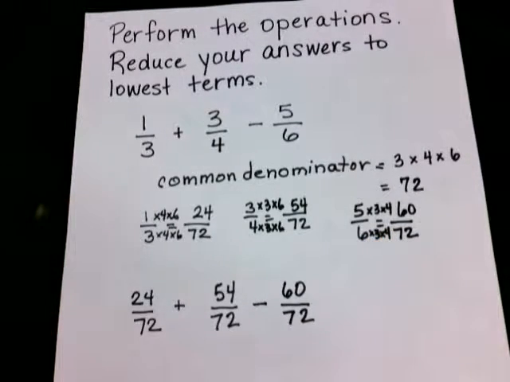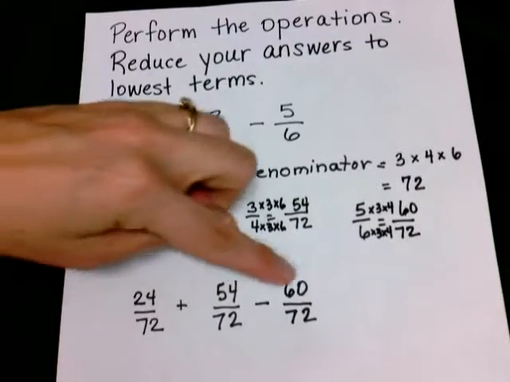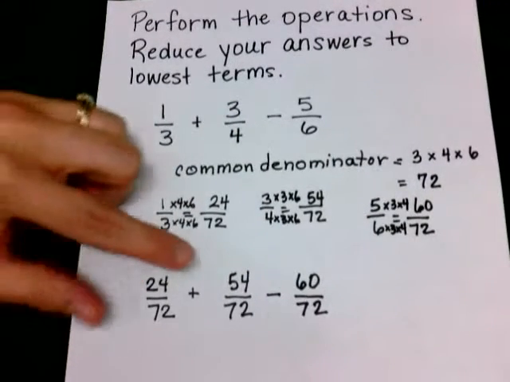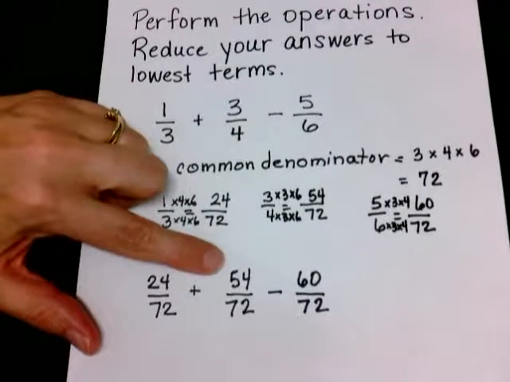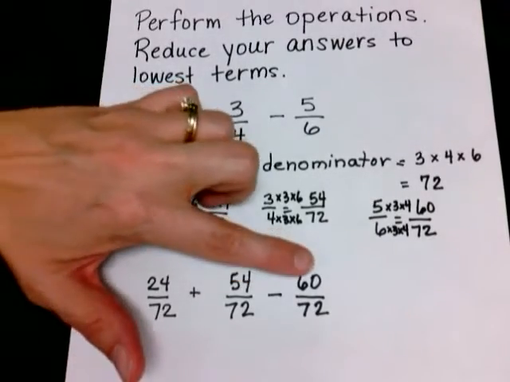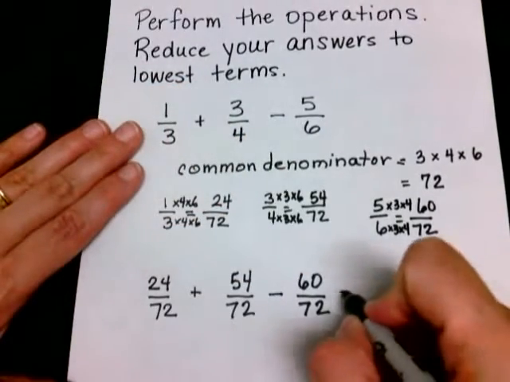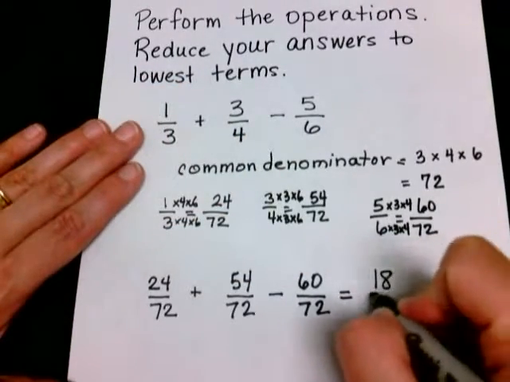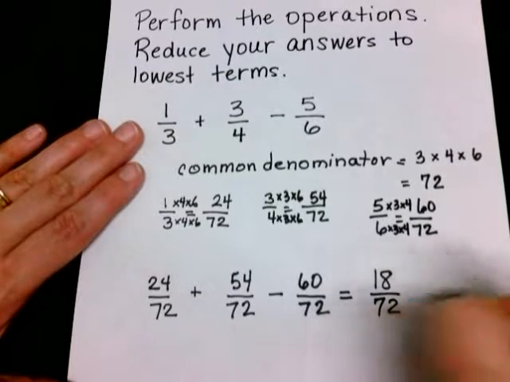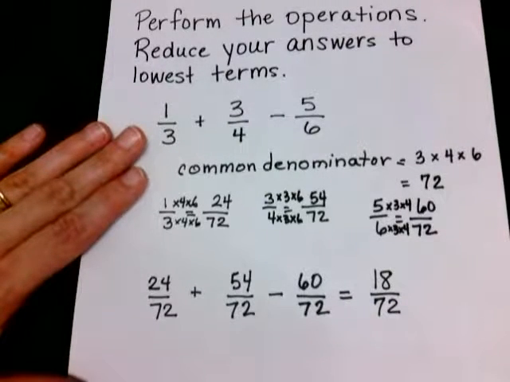And now once I've done all that hard work, I can just add and subtract the numerators. So we add 24 and 54. That'll give me 78. And then I'm going to subtract 60, and that will give me 18. Notice I didn't add or subtract the denominators. I just left it the same.